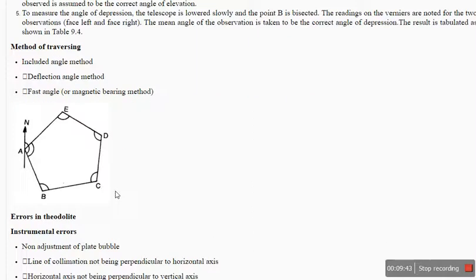The methodology which we normally follow in theodolite surveying is traversing, and we have three types of traversing: the included angle method, the deflection angle method, and the fast angle method. In the included angle method we find all the internal angles. With the deflection angle, like I said, if you extend this AE line, the resultant angle is called the deflection angle. And if you extend this ED line, the resultant angle from D to C is the deflection angle. And the fast angle method makes use of the magnetic bearing. We approximately set up one point with reference to the north, and immediately we find out the angle to it. That is called the magnetic bearing or fast angle method.